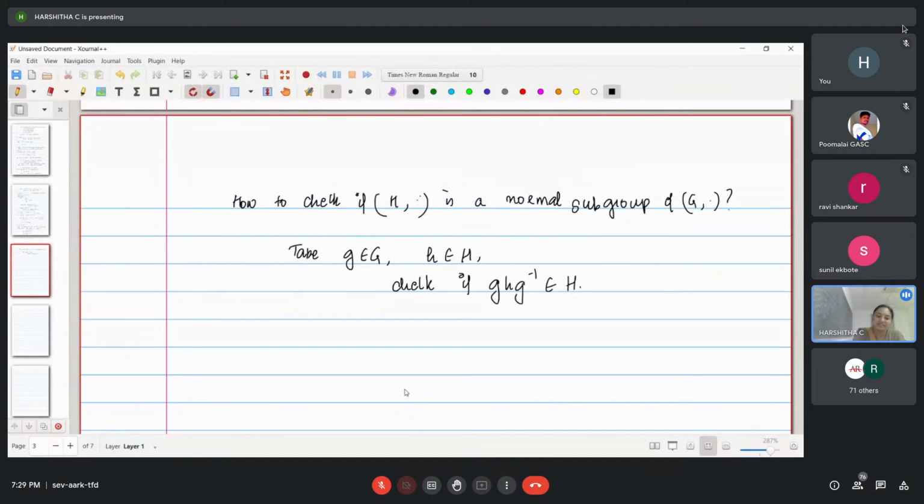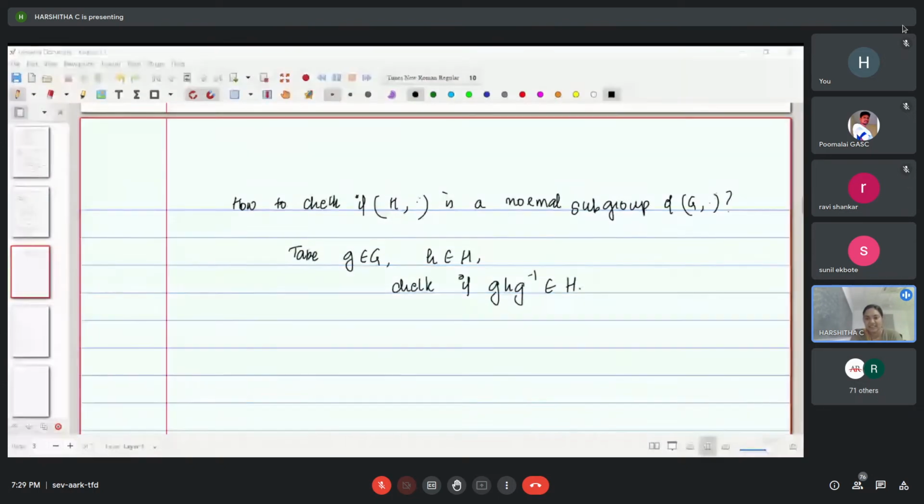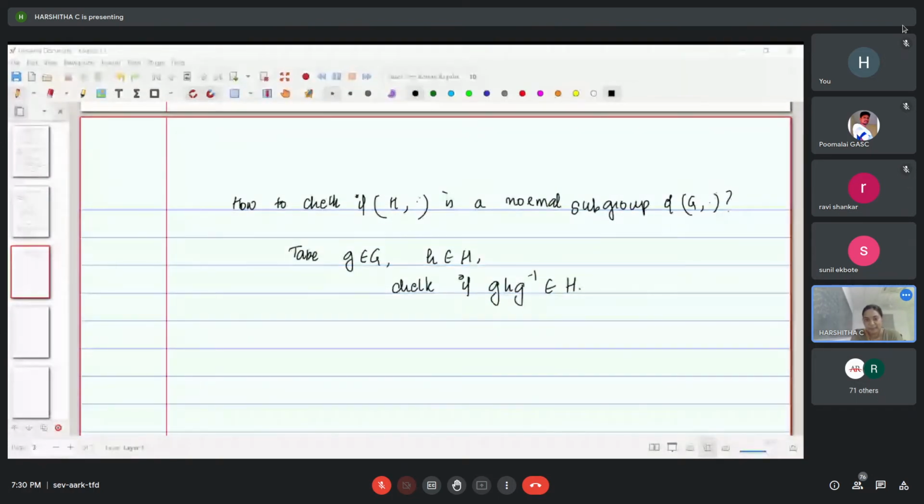Anyone wants to try? It's okay if you don't get the complete answer. Okay, if you just want to try also, you can unmute and see.